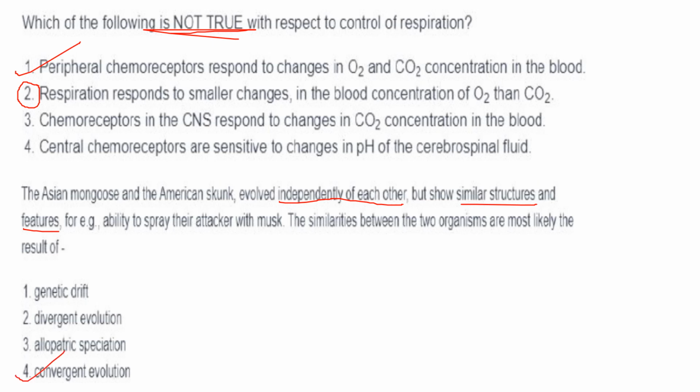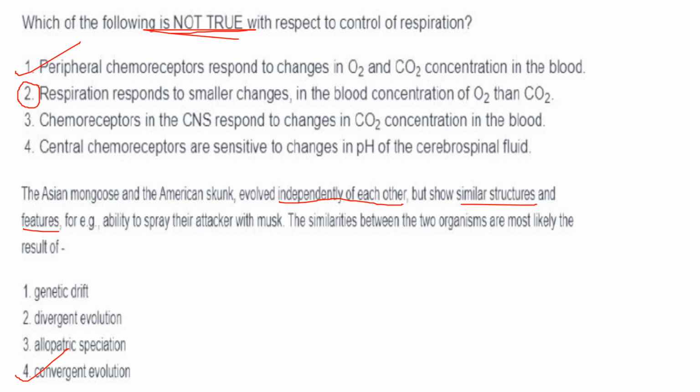Answer is option 4. Then genetic drift is random changes in the gene frequency over time. Divergent evolution is where two or more related species evolve different traits or structures or features. That is divergent evolution, which is the opposite of what is given here, so it cannot be the answer. Allopatric speciation is when two populations become geographically isolated.